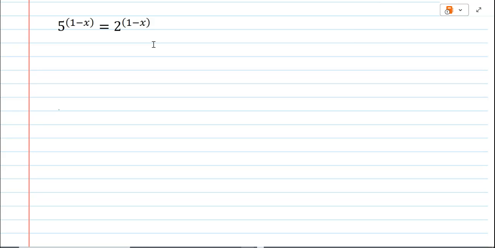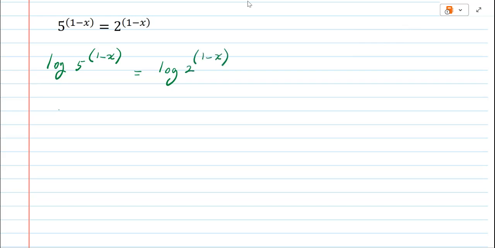First thing, we're going to take the log of both sides. So here it is, log of 5 to the 1 minus x equals log of 2 to the 1 minus x. That's the first step. We take the log of both sides. We're not doing anything illegal mathematically. Next thing, we're going to use the power law of the log. So that means the 1 minus x, the exponent, comes to the front of the log expression.